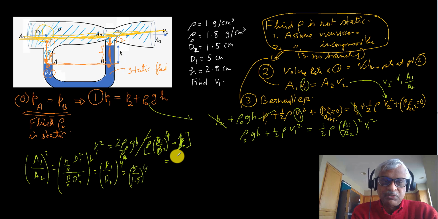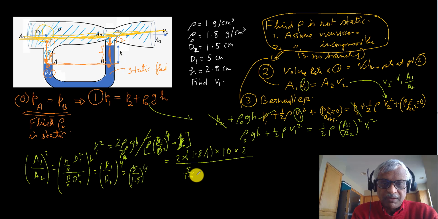So let's write this: 2 times rho 0 is 1.8 over 1, and g is 10, and h was given to be 2, and downstairs we have 5 over 1.5 to the power 4 minus 1.